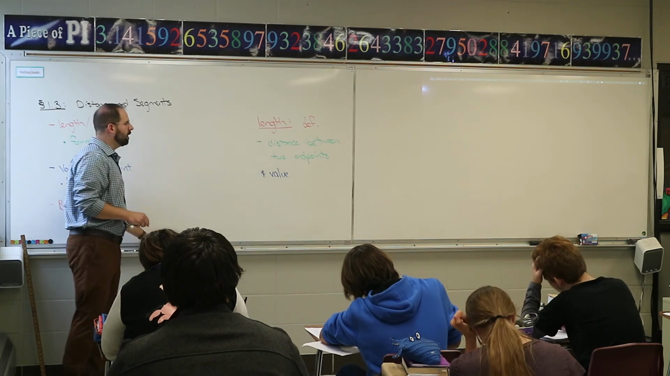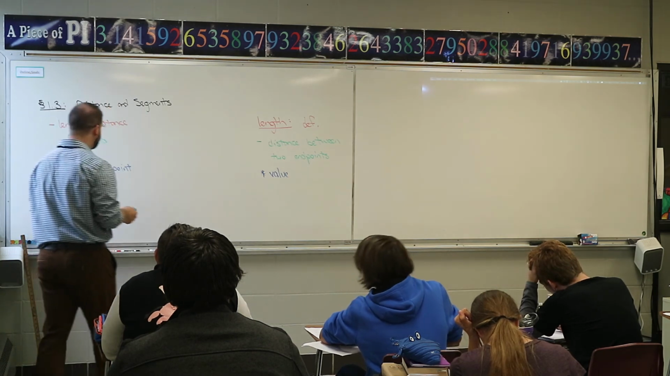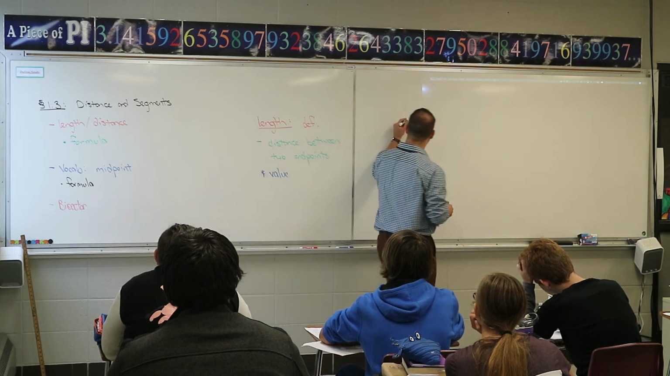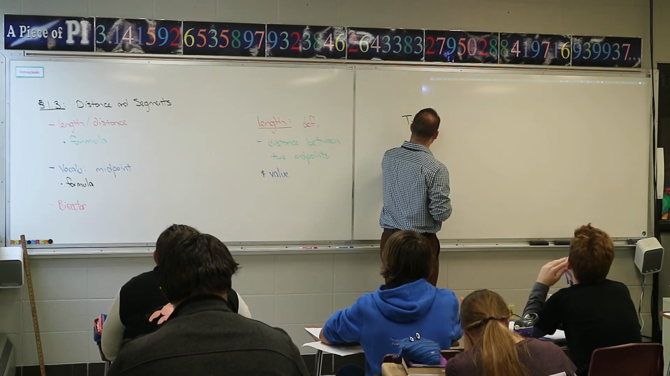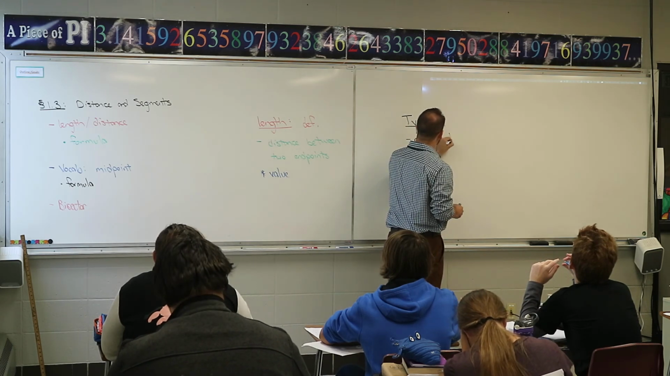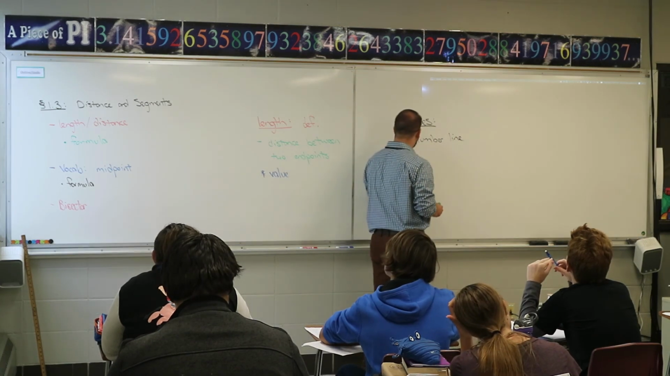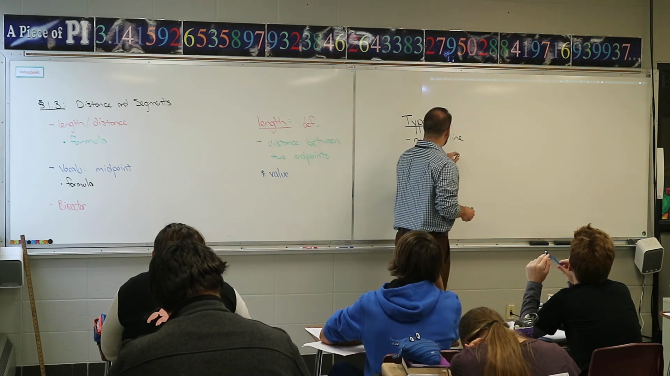Now, you can find length on two different types of pictures. You can find length or distance on a number line. So that's going to be one of our examples. So the two types we're going to be looking at today: we're going to find it for a number line, and the second thing we're going to find it for is the Cartesian coordinate plane.